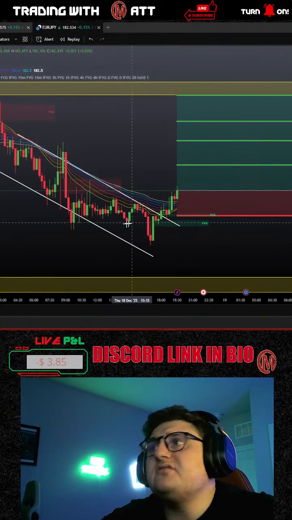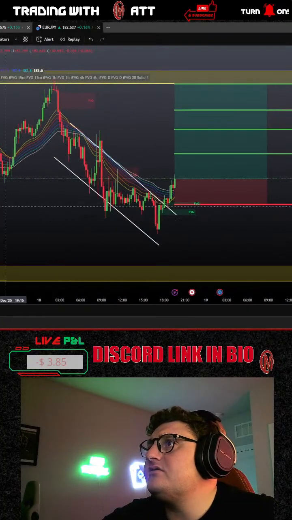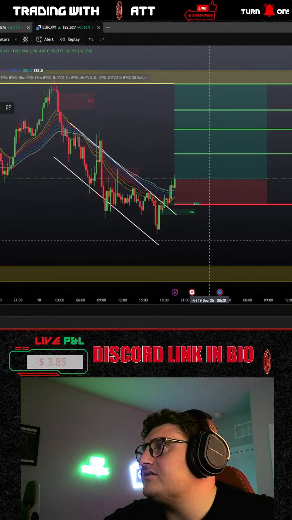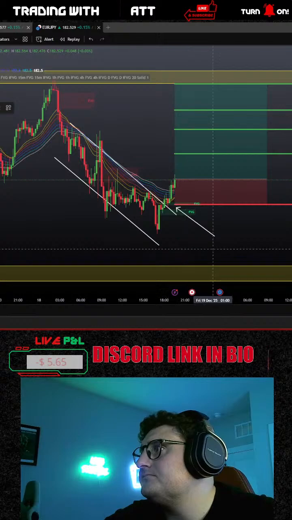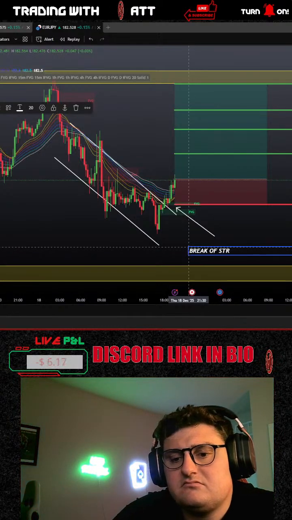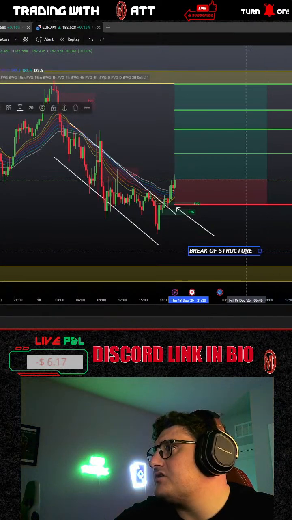But the candle closure with the ribbon flip is really important. So on the 15-minute, we found a break of structure, and I'm going to draw this out here. This is where we had our break of structure, right here.